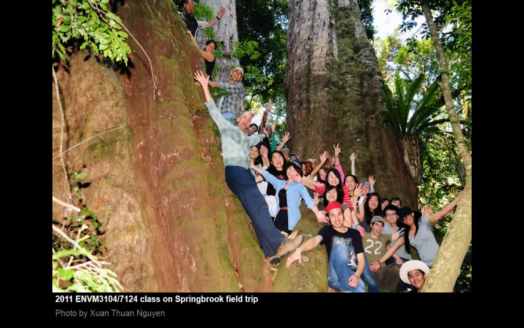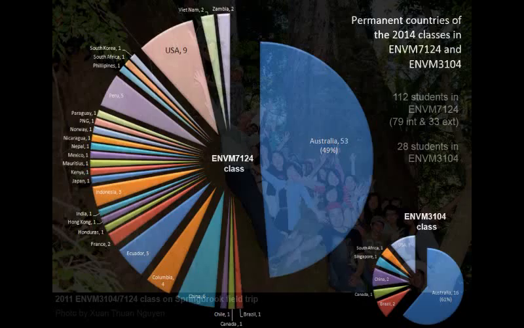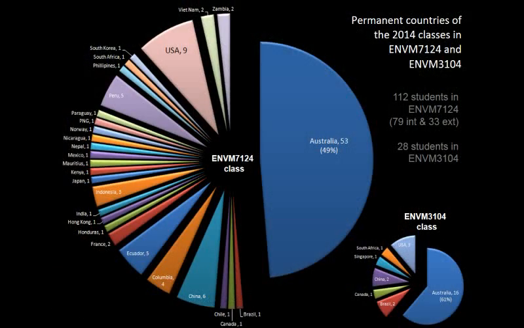So here's some students a few years ago in a tree. I haven't been able to get this year's split of domestic versus international, but this was the split a few years ago. The bigger pie chart is the postgraduate course 7124, and the smaller one is the undergraduates. Effectively, a big chunk of the class will be international. So 50% Australians, but who here is from China?